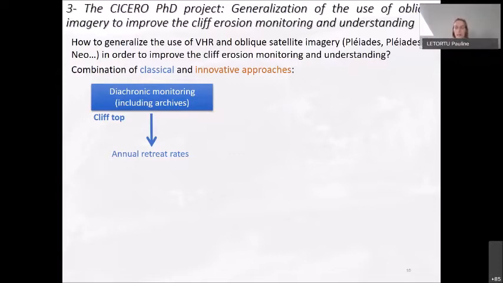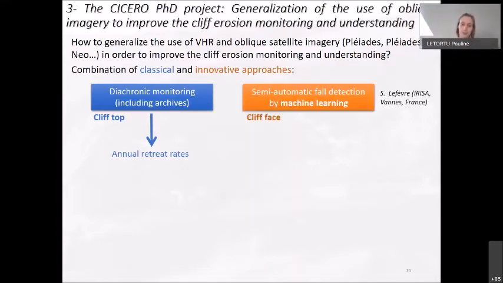A classical approach on the cliff top by diachronic monitoring of cliff top position, to quantify annual retreat rates by GIS, including images acquired for the thesis and from archives. An innovative approach will be implemented on the cliff face by semi-automatic fault detection by machine learning, thanks to Sébastien Lefebvre from ERISA.